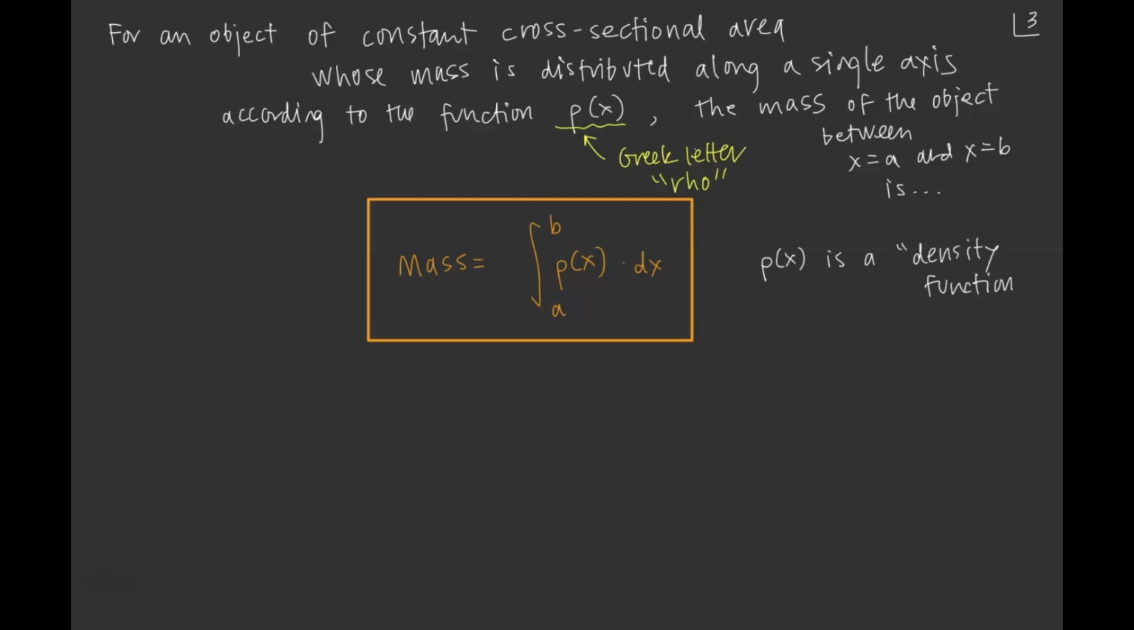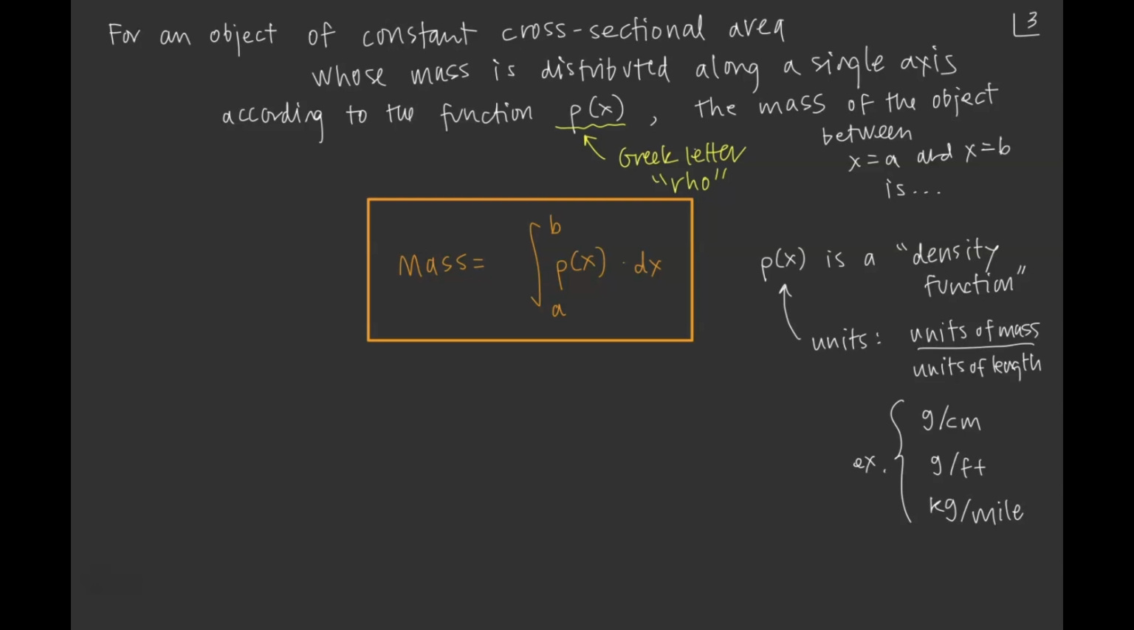Its units will always be units of mass over units of length. For example, you'll have grams per centimeter, grams per foot, kilograms per mile, kilograms per meter. These are just examples here. Okay, let's look at an example of where we might use this.